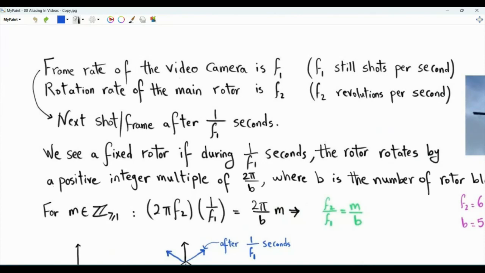F1 is the frame rate of the video camera. This is the number of frames or shots per second. F2 is the rotation rate of the main rotor of the chopper in units of revolutions per second. If the video camera takes F1 shots per second, then the time between two consecutive frames or shots is 1 over F1 seconds. What happens to the rotor in this time duration is that it is rotating.